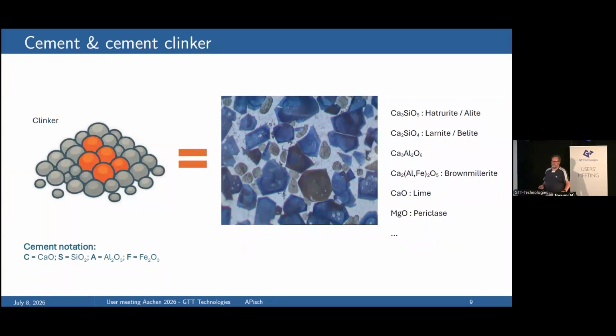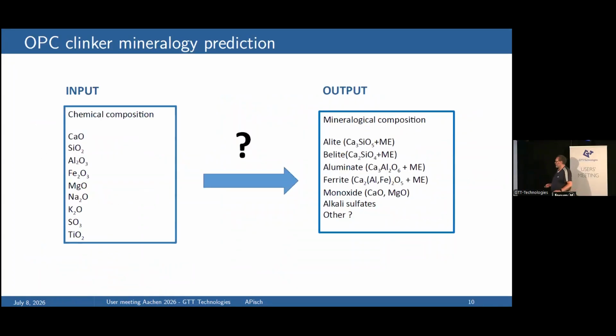In the old times, people used to do a lot of microscopy in order to check how the burning process worked. Nowadays, it's almost gone, unfortunately. But still, we want to know, when I put something in, what is coming out? So the input is the natural stones, as I said, and for the natural stones, you can measure the chemical composition, in the old times by wet chemistry, nowadays by X-ray fluorescence.